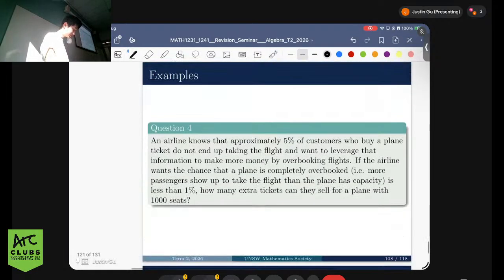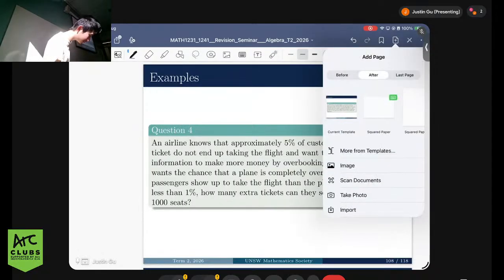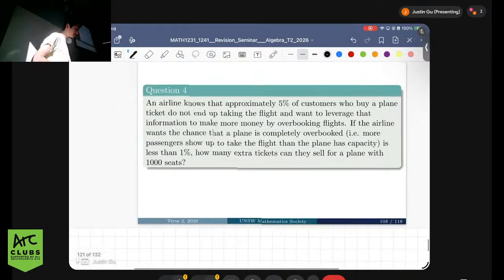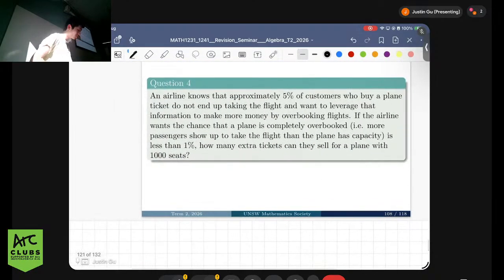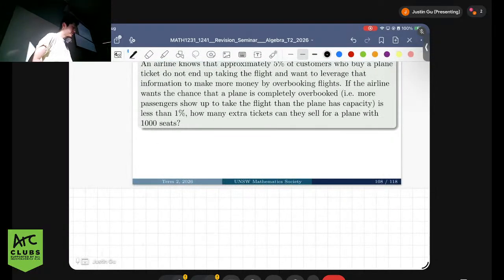So here's some examples. Question 4: an airline knows that approximately 5% of customers who buy a plane ticket do not end up taking the flight and want to leverage that information to make more money by overbooking flights. If the airline wants the chance that a plane is completely overbooked to be less than 1%, how many extra tickets can they sell for a plane with 1,000 seats?